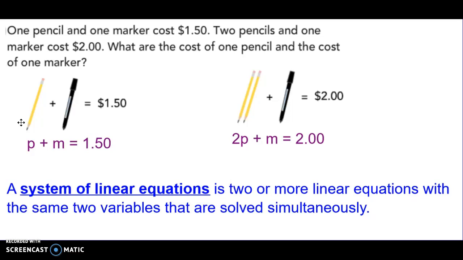That gives you $2. So a system of linear equations is two or more linear equations with the same two variables that are solved simultaneously. So simultaneously just means they're solved in sync. So I want you all to put this in your Cornell notes. This should be your first vocabulary word, a system of linear equations, and then write the definition.